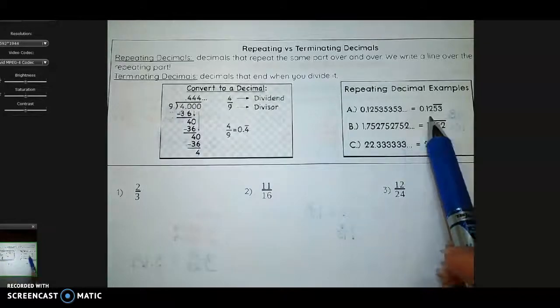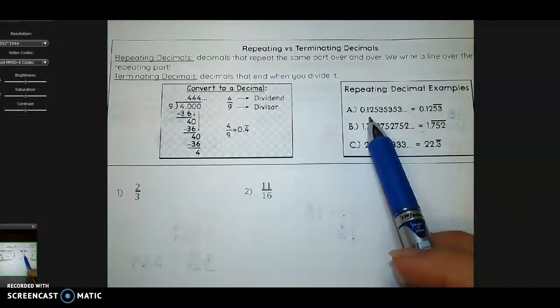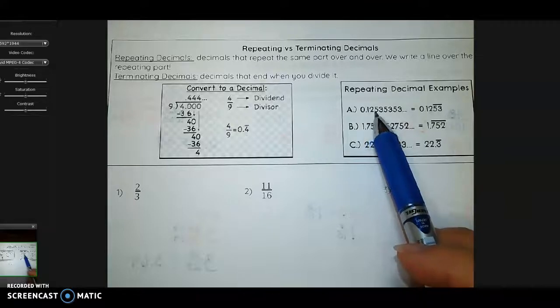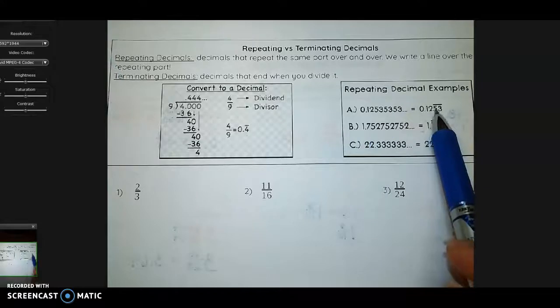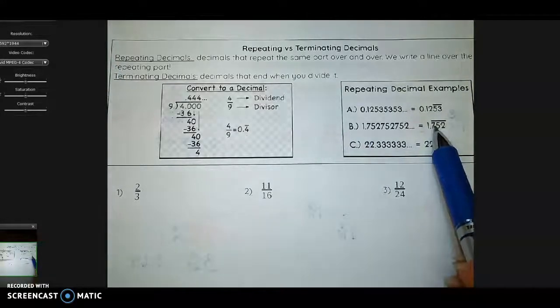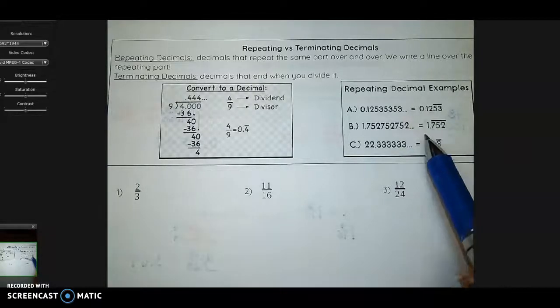Now some other repeating decimals. You notice in this one right here, it starts out with a 1 and a 2, and then it goes 5, 3, 5, 3, 5, 3. Well, the 1 and the 2 don't repeat, so I don't put the vinculum, the bar, over top of the 1 and the 2. I just put it over the 5 and the 3.